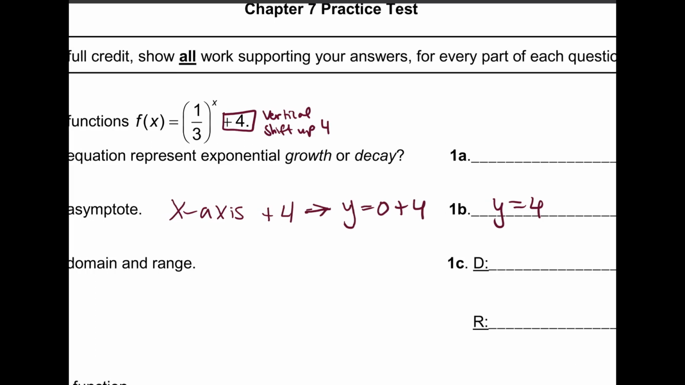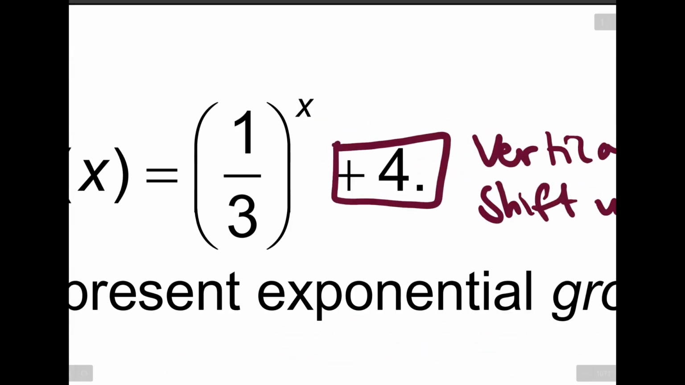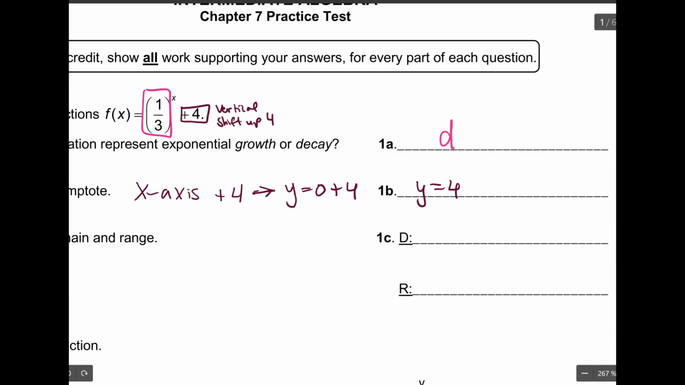Okay, do we have a horizontal shift here? No, we don't. The horizontal shift would be right here. It'd be plus a number, and there's not a number here. So there's no horizontal shift. Is this growth or decay? How do you know? It's decay because the base is less than 1.